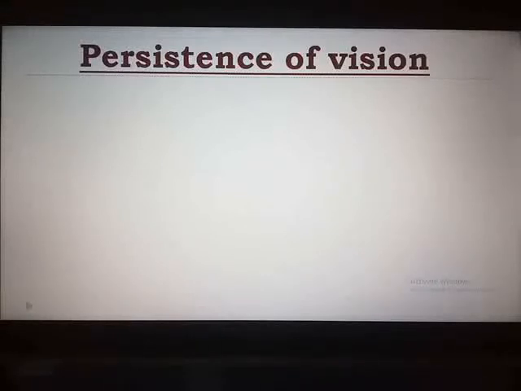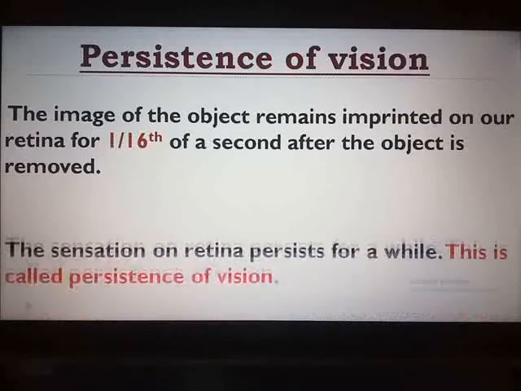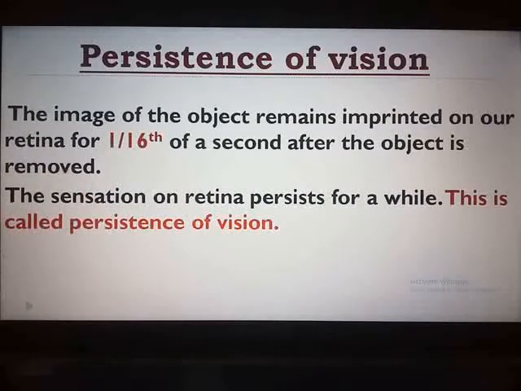This image of the object disappears as soon as the object is taken away, but it does not happen instantaneously. The image remains imprinted on our retina for 1/16th of a second after the object is removed, and the sensation on the retina persists for a while. Even if that object is removed, you can feel that it is there for 1/16th of a second, and this is known as persistence of vision.